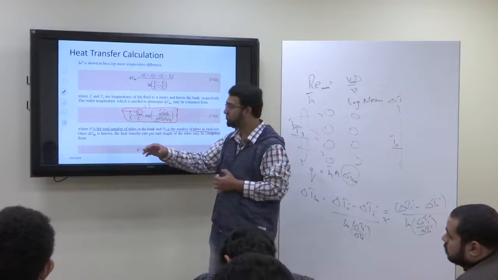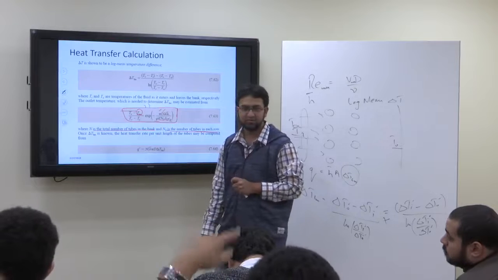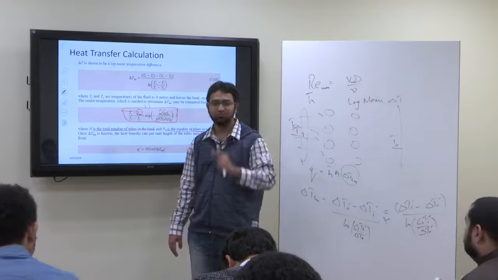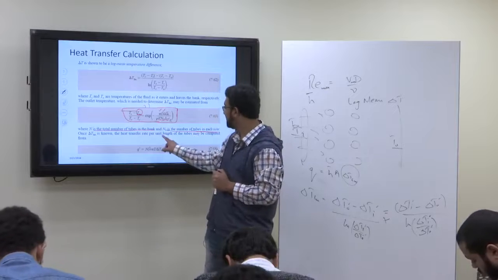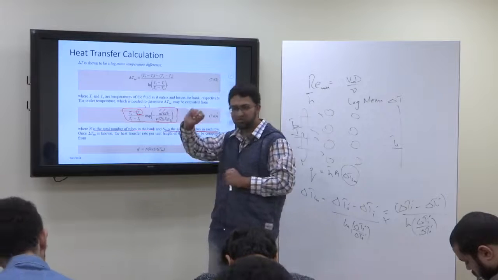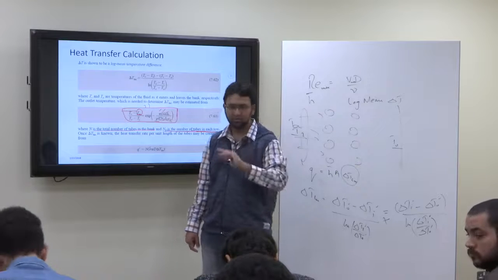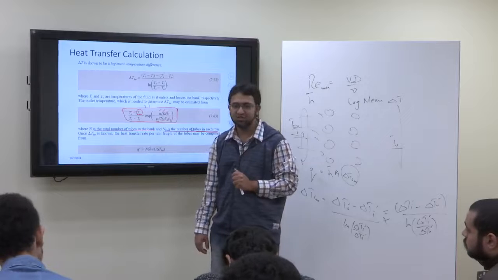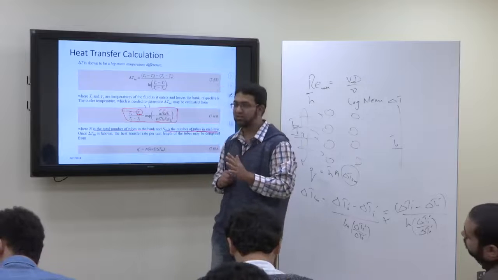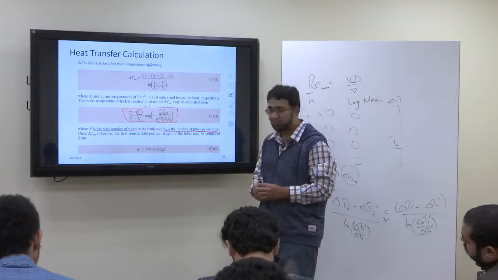We are not going to go into how this formula is derived, just use the formula directly. N is the total number of tubes. Nt is the number of tubes in a row. I don't have any issue even if you put this description in the formula sheet, what is Nt, what is N. My only concern is that you know how to use them. Is it clear so far?